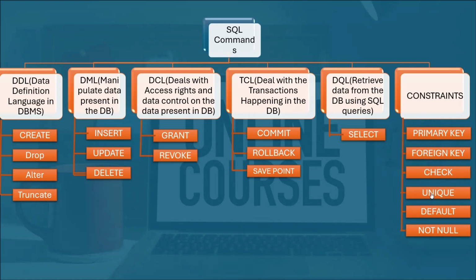Now coming to the unique. Unique means it won't allow any duplicate values, it maintains only unique values. In this, it will allow the null values. In the primary key, it won't allow the null values. What is the difference between primary key and unique key, most of the interviews may ask. Primary key means here also it maintains unique values, and here also it maintains unique values. But here it won't allow the null values, and here it will allow the null values. That is the difference.